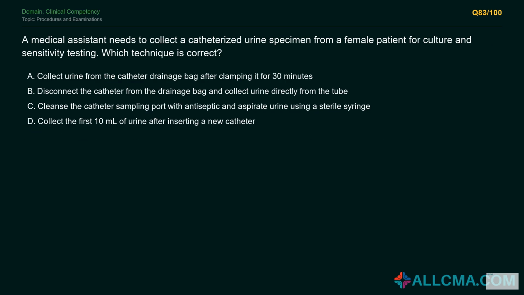Question 83. A medical assistant needs to collect a catheterized urine specimen from a female patient for culture and sensitivity testing. Which technique is correct? Option A, collect urine from the catheter drainage bag after clamping it for 30 minutes. Option B, disconnect the catheter from the drainage bag and collect urine directly from the tube. Option C, cleanse the catheter sampling port with antiseptic and aspirate urine using a sterile syringe. Option D, collect the first 10 milliliters of urine after inserting a new catheter.